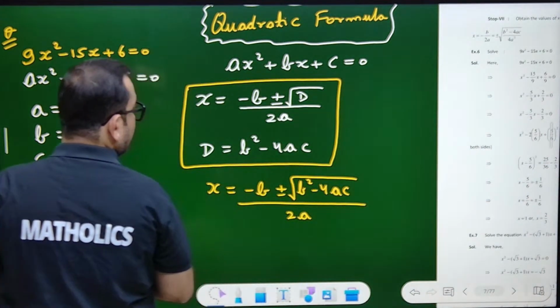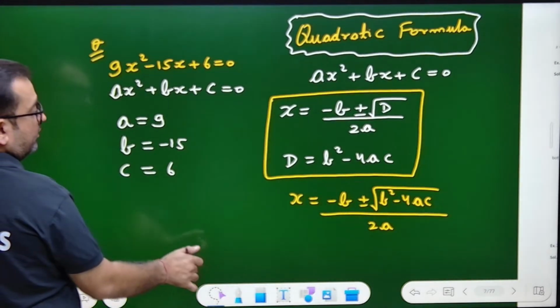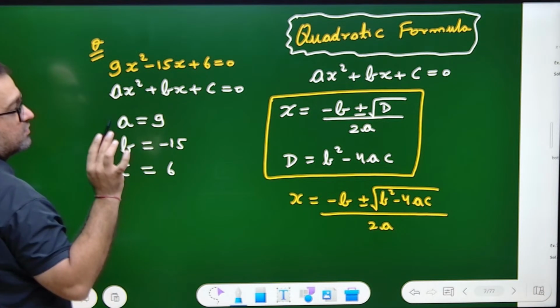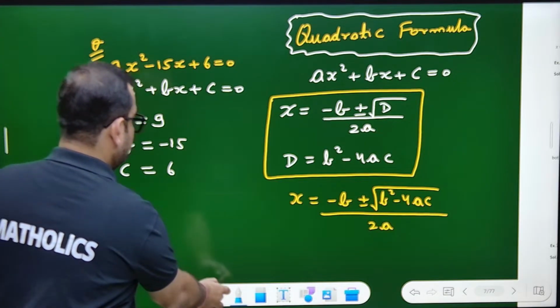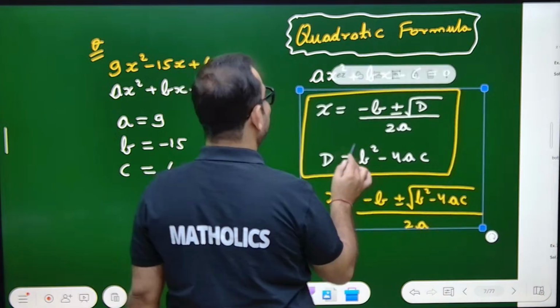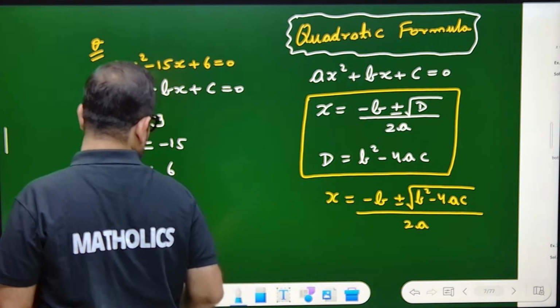Now, if this is the scene, quadratic formula is something every student is aware of. But while using the formula, the light goes off. You are not actually able to use this formula.